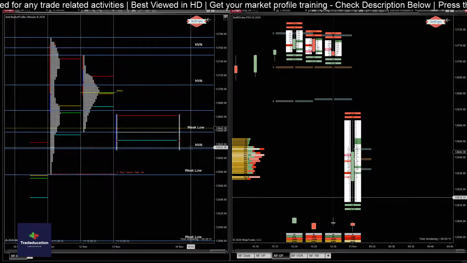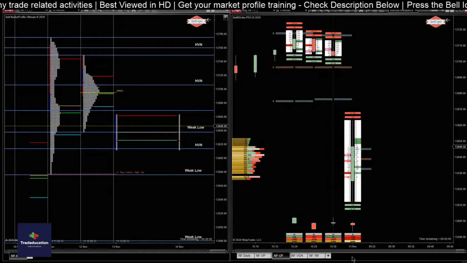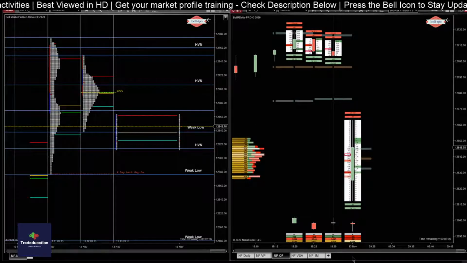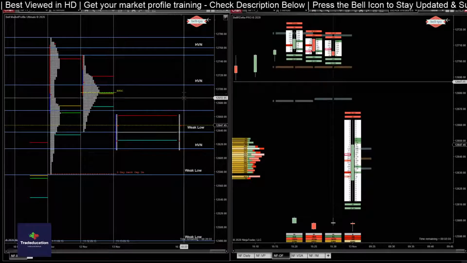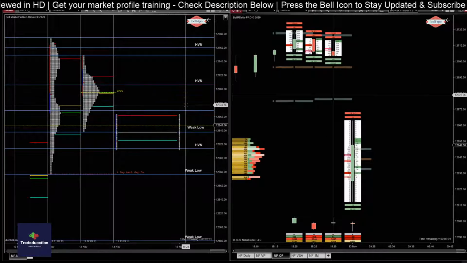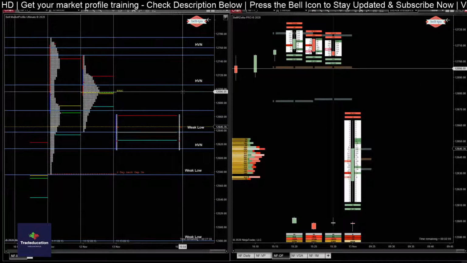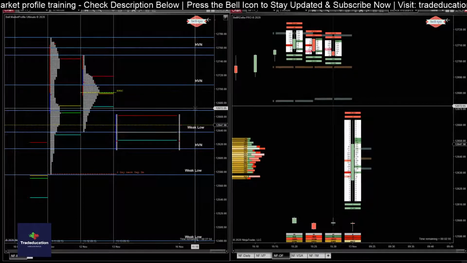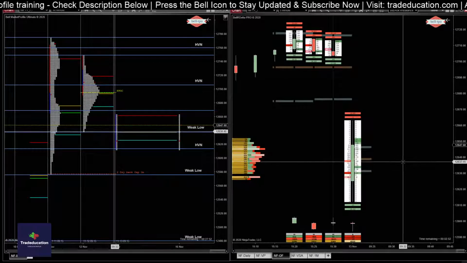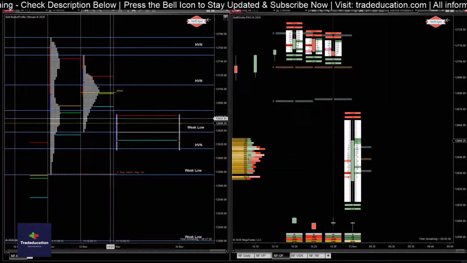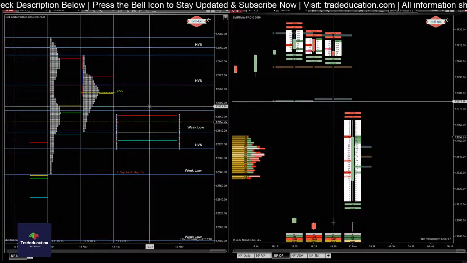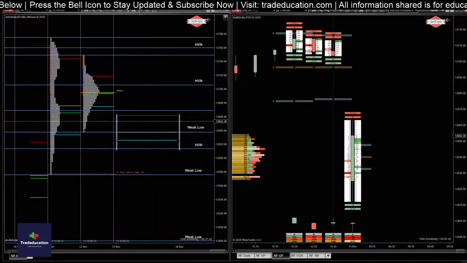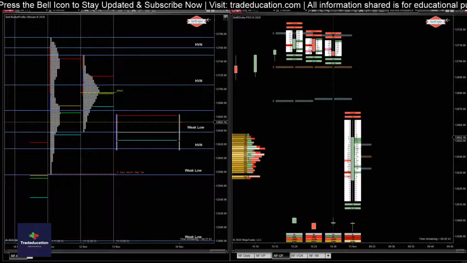The HVN is tagged, so we might be seeing some continuation to the upside. We also have an epoch and the value area low. These are the two levels where some sort of selling activity would come in. But right now, a good trade location is a long trade, keeping your stop loss below VWAP and targeting the value area low and the POC. So that is the long trade which I'm currently seeing develop.